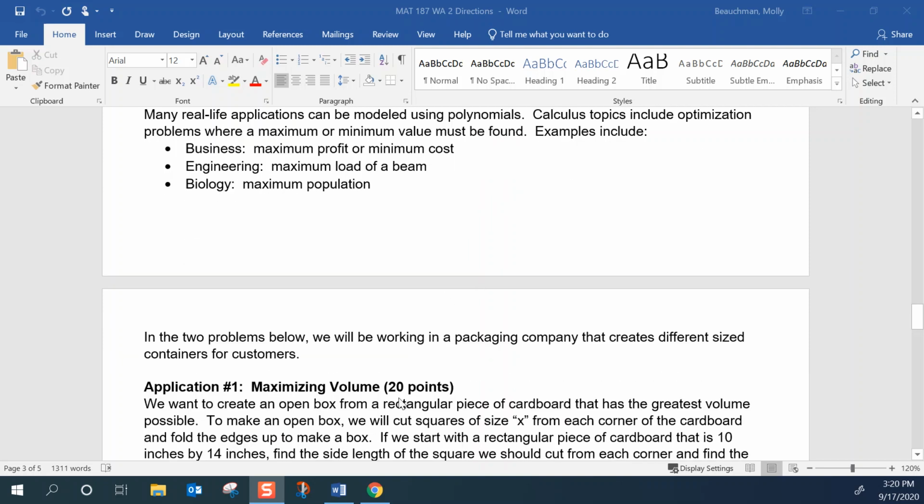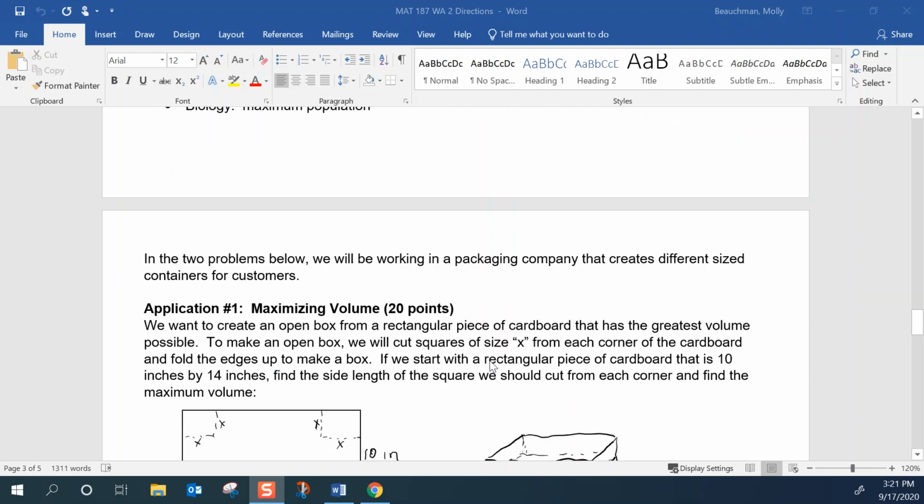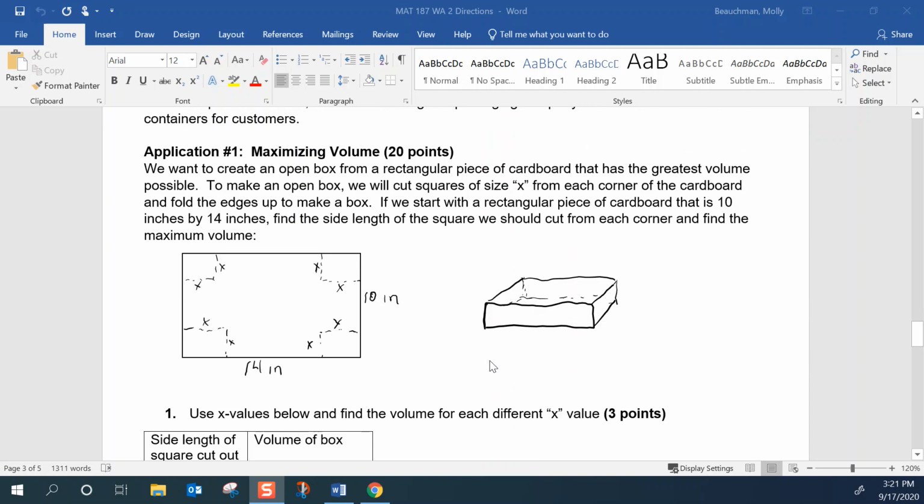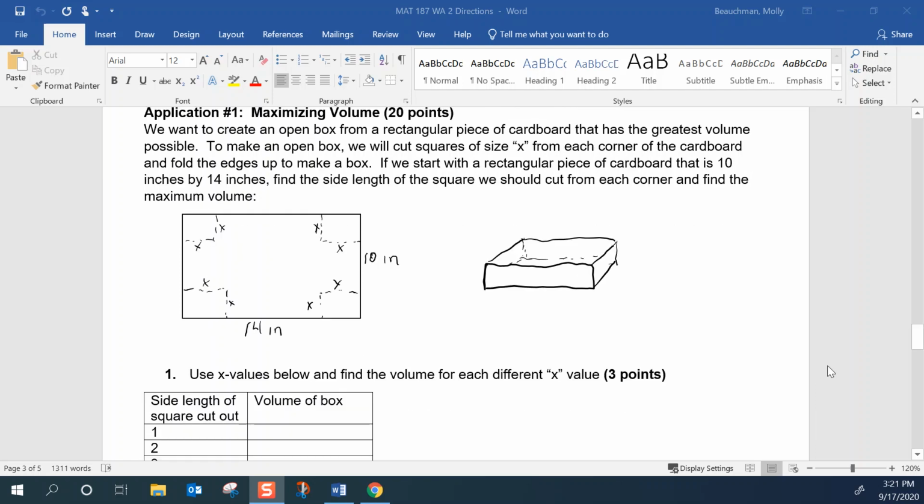In the two problems below, we're going to be working in a packaging company that creates different size containers for customers. So the first application, we're going to create an open box from a rectangular piece of cardboard that has the greatest volume possible. So we're maximizing volume. To make an open box, you cut squares of size X from each corner of the cardboard and fold the edges up to make a box. If we start with a rectangular piece of cardboard that's 10 inches by 14 inches, find the side length of the square we should cut from each corner and also find the maximum volume.